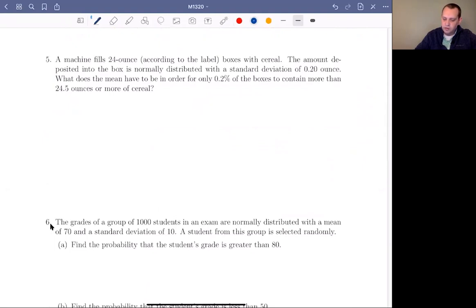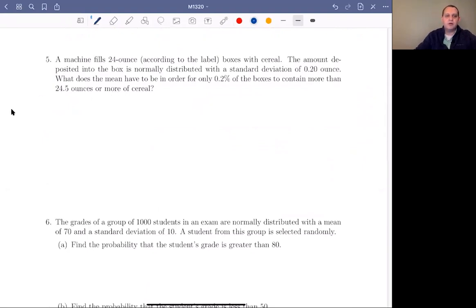And it's normally distributed with a standard deviation of 0.2 ounces. What does the mean have to be in order for 0.2% of the boxes to contain more than 24.5 ounces of cereal? So this is kind of the flip question.